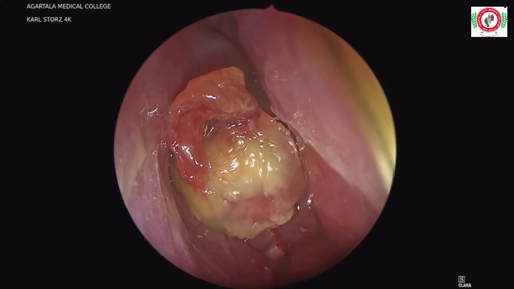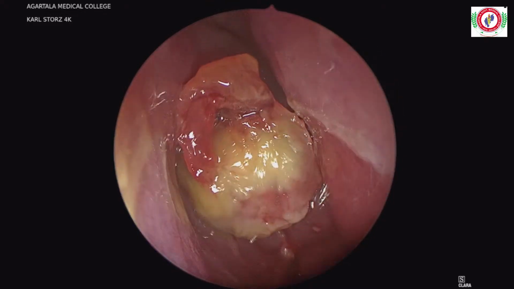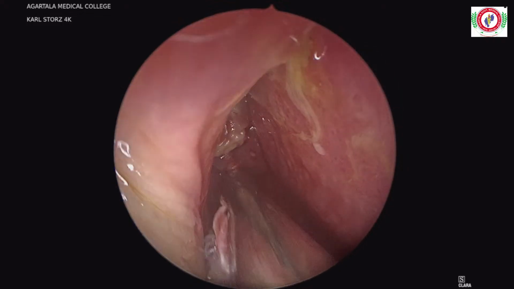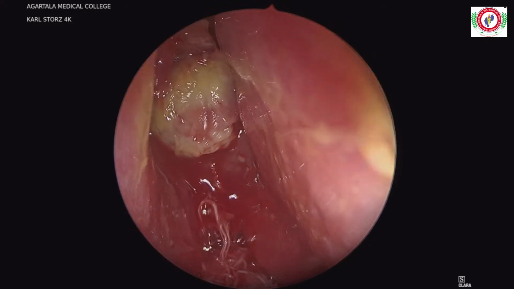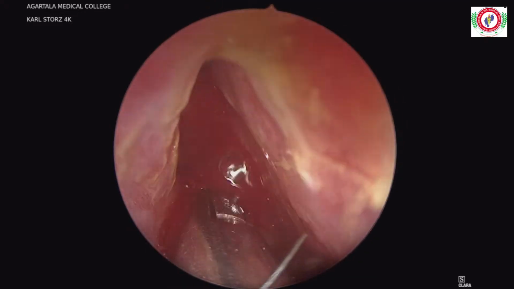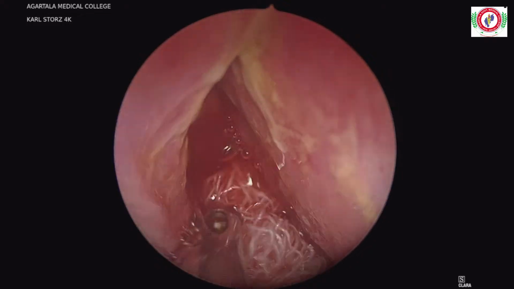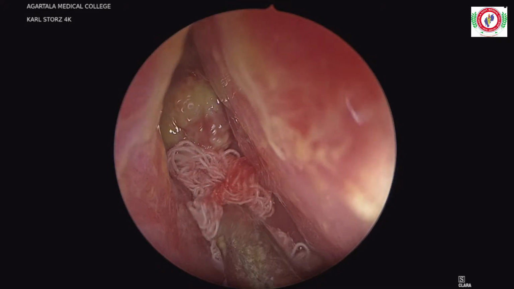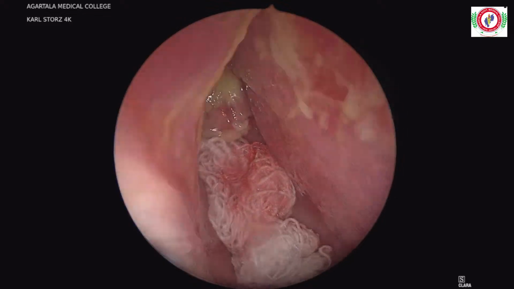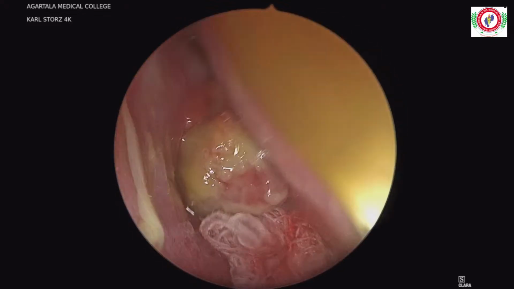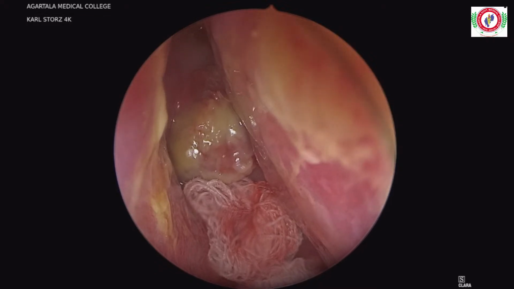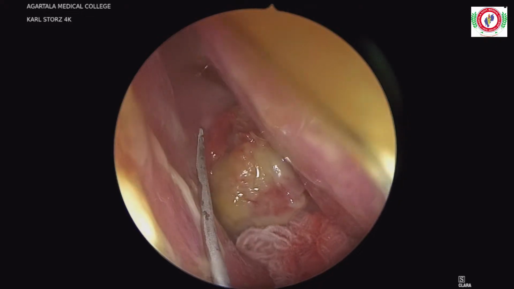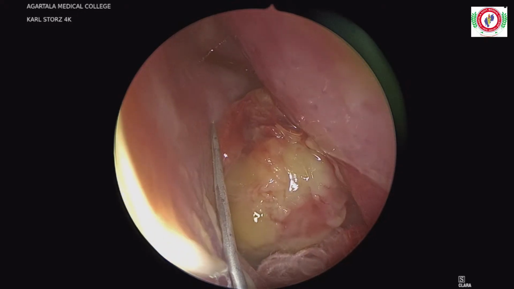Suction. Give me a little local also, okay? 1:2 lakh, yeah. 2 cc if possible. Pack. Local.